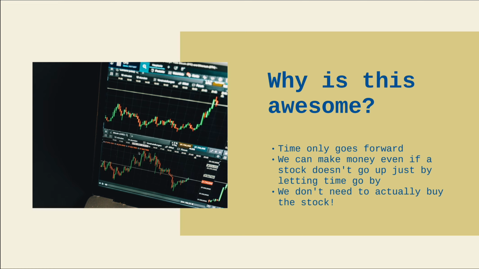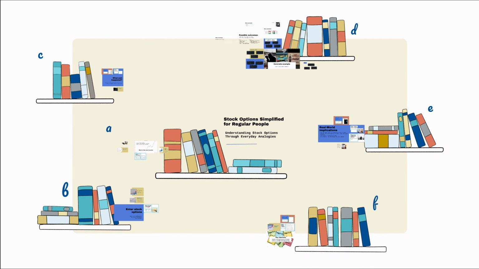So options give us the ability to sell time, which we know for a fact will run out. In addition to having certainty about time running out, options also enable us to make money even if the stock price stays the same or goes down. And on top of all that, we don't need to actually buy the stock. We can sell options which have a high probability of expiring without ever needing to buy the stock. Don't believe me? Let's have a look.